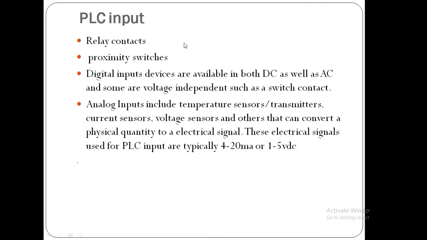PLC input also has relay contacts which can be connected to the PLC input, proximity switches. Digital input devices are available in both DC as well as AC, and some are voltage independent, such as a switch contact. Analog inputs include temperature sensors, transmitters, current sensors, voltage sensors, and others that can convert a physical quantity to an electrical signal. These electrical signals used for PLC input are typically 4 to 20 milliampere or 1 to 5 volt DC. An analog input that we want to give to a PLC should be in the range of 4 to 20 milliampere if you are taking the current mode. If you are taking the voltage mode, the input should be between 1 to 5 volt DC.